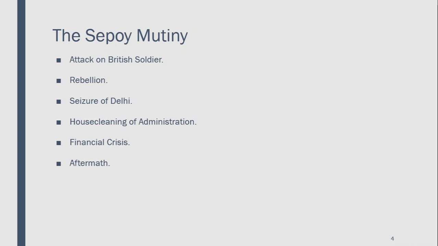Seizure of Delhi. The seizure of Delhi provided a focus and set the pattern for the whole mutiny. One of the important Indian princes joined the mutineers, and the mutiny officially came to an end on July 8th, 1859.